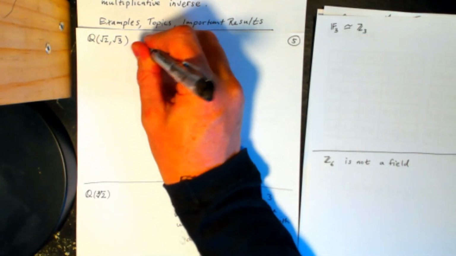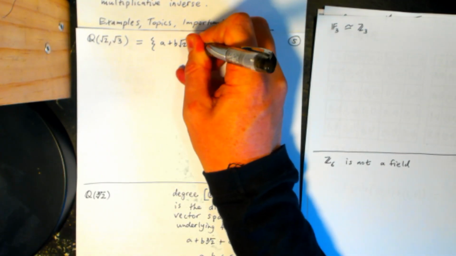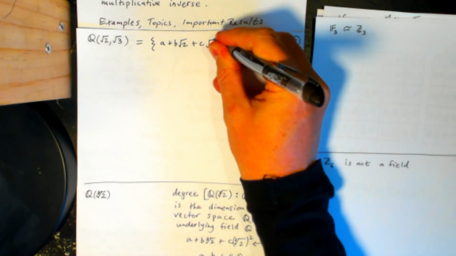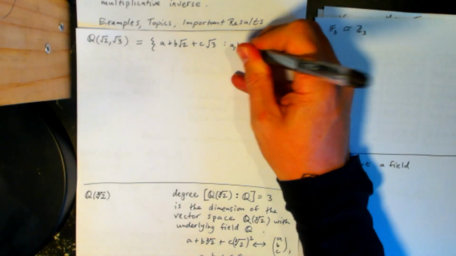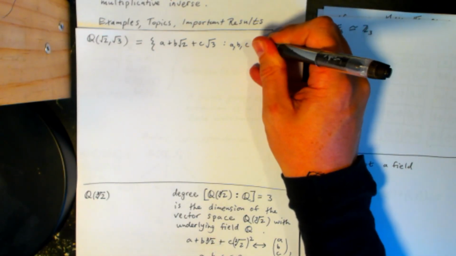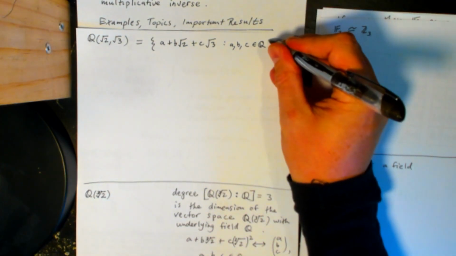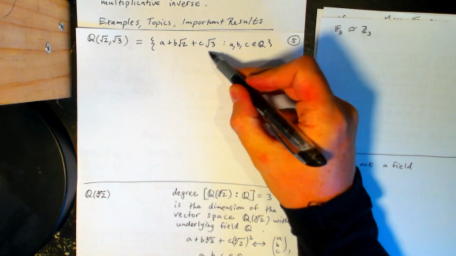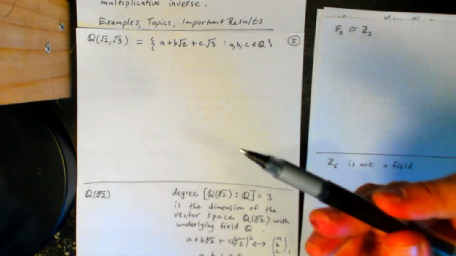Okay, so this is the set of, we have a plus b root 2 plus c root 3, such that a, b, and c are rational numbers. Okay, and we don't have to go any beyond that, because we have identities like root 2 squared is a rational number and root 3 squared is a rational number.